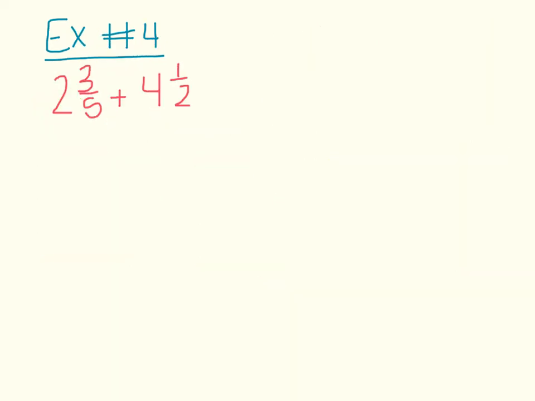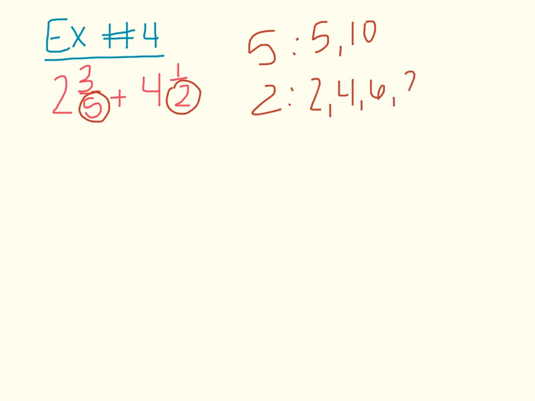Okay, last one. I know there's a lot of work involved in these. So we have 5 and 2 as our denominators. So let's find our common multiple. 5, 10. I'm going to stop there. 2, 4, 6, 8, 10. So we have 10 as our common denominator. So let's go ahead and change these.